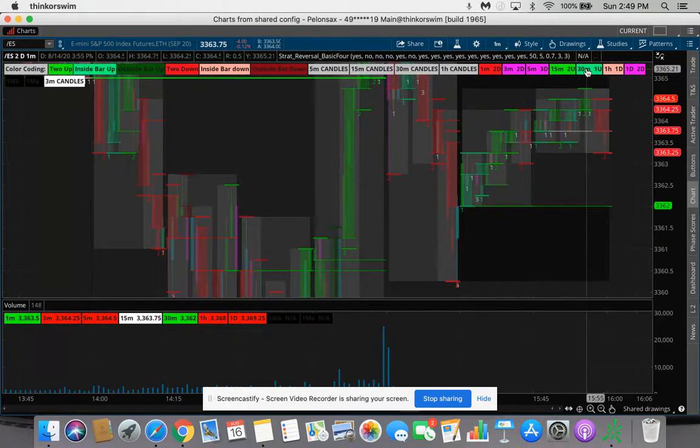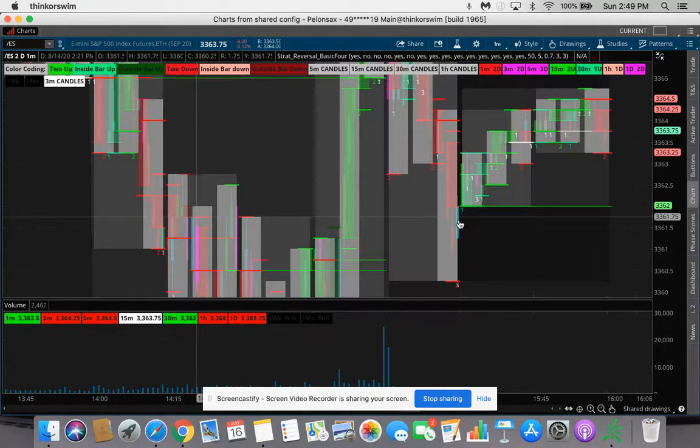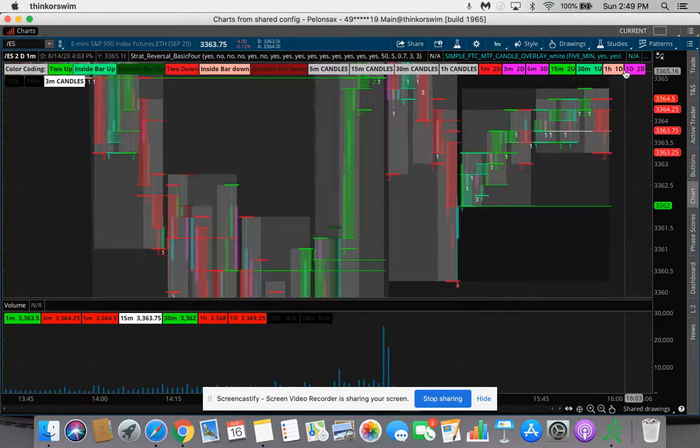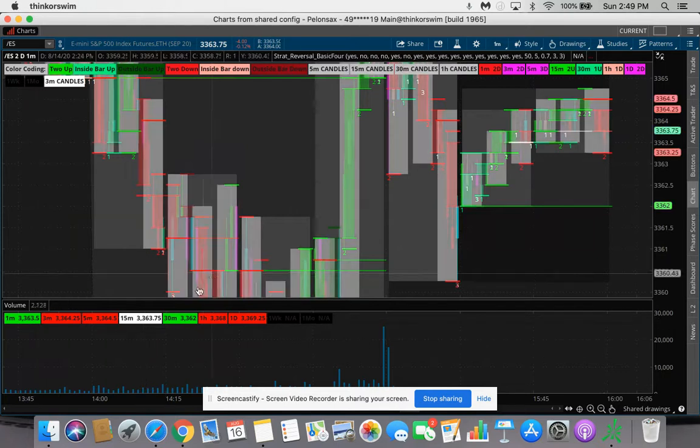For example, the 30 minute bar right now is a 1 up. The 15-minute bar right now is a 2 up, and so on and so forth. So that's giving you the state of the bar, what type of bar it is currently on that time frame. And down here, this other study is meant for time frame continuity.